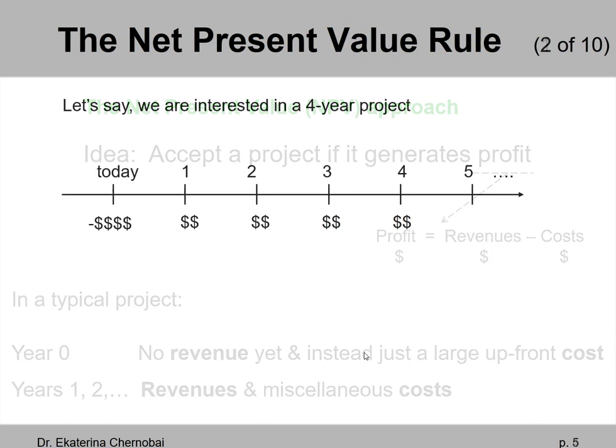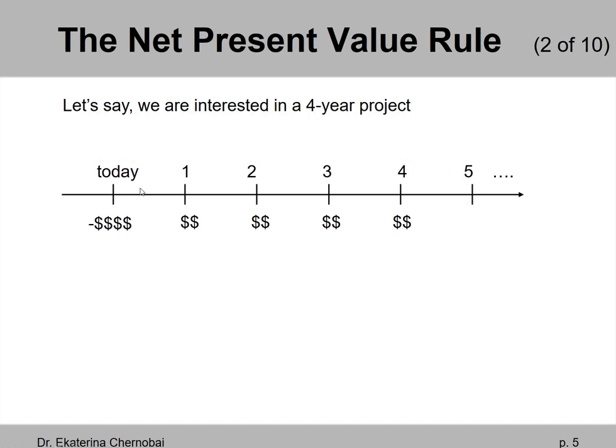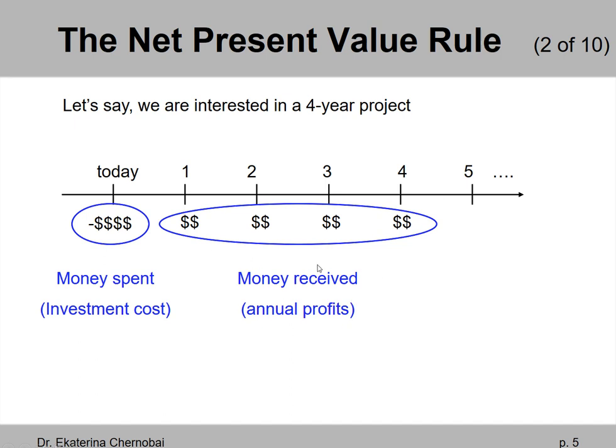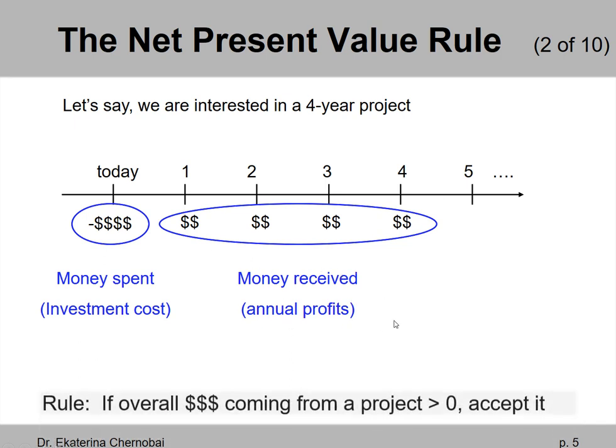beginning. So in a typical project, let's say it's a 4-year project, there will be a large cash outflow today. A lot of money would be spent, and we call it an investment cost or initial investment. And in the next 4 years, in this 4-year project, there would be cash inflows, right? Money received or annual profits.